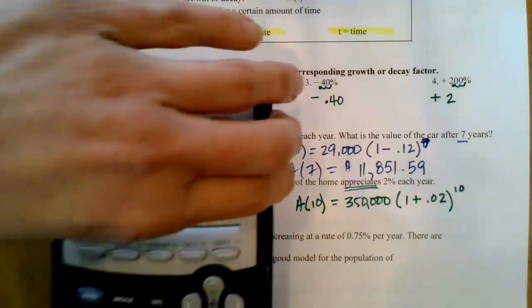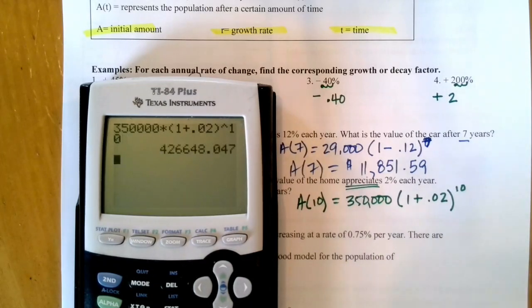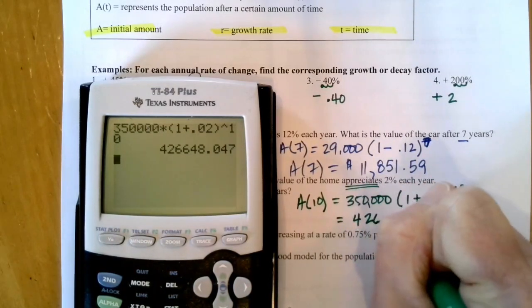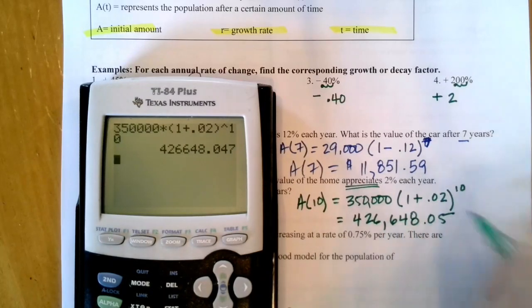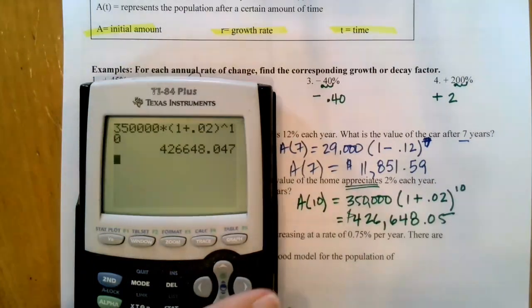So when I go ahead and enter that into the calculator, I have the value of my home, $350,000. And I'm going to be multiplying that times my rate of growth, which will be 1 plus my 2%, and that's going to happen 10 times. So at the end of 10 years, if the value of my house continues to grow, check out what my house is now worth. $426,000. It's pretty cool, right?